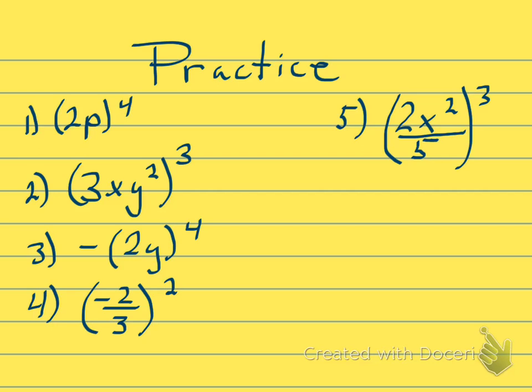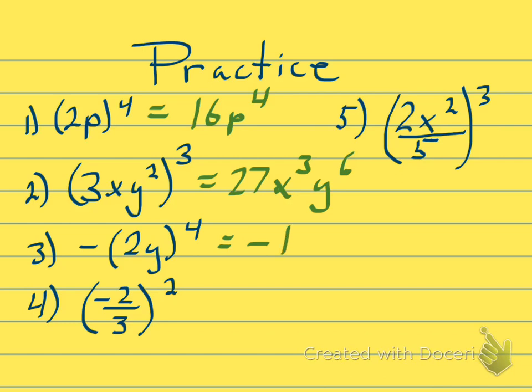Okay. If you're hearing this now, you should have taken a stab at these 5 problems. I'm going to give you the right answers here. The first one, 2p to the 4th power, is 16p to the 4th. The next one is going to be 3 cubed, which is 27, x to the 3rd power, y to the 6th power. The one after that is a negative. Notice that the negative is out front, so it's going to stay out front. It's not going to affect anything. It's 2 to the 4th power, which is 16 y to the 4th power.